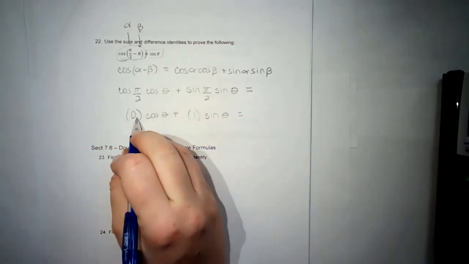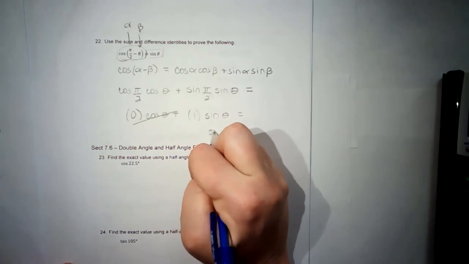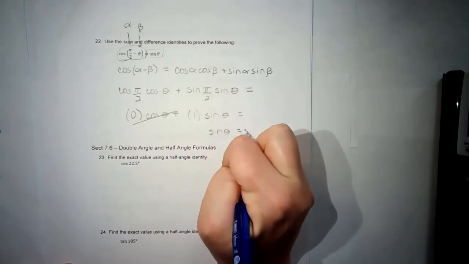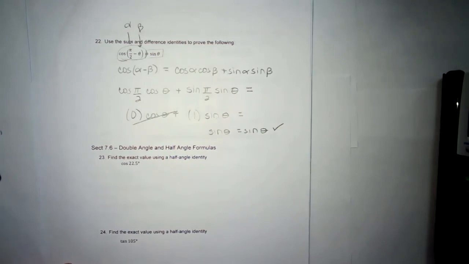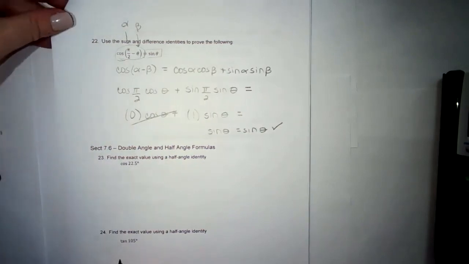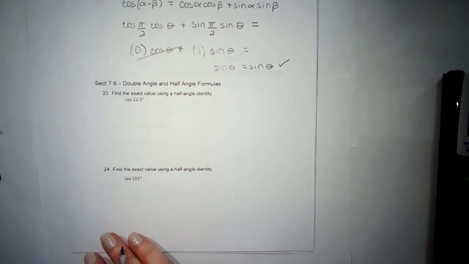All right, 0 times anything is 0, so this goes away. 1 times sine theta is just sine theta. So there we go, and we did it.